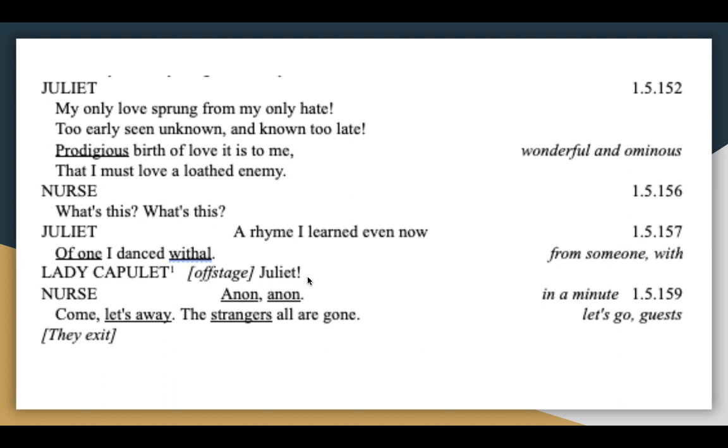So Lady Capulet says, Juliet, off stage. And the nurse is like, in a minute, come on, let's away. The strangers are all gone, and they go to see her mum, and the scene is done.